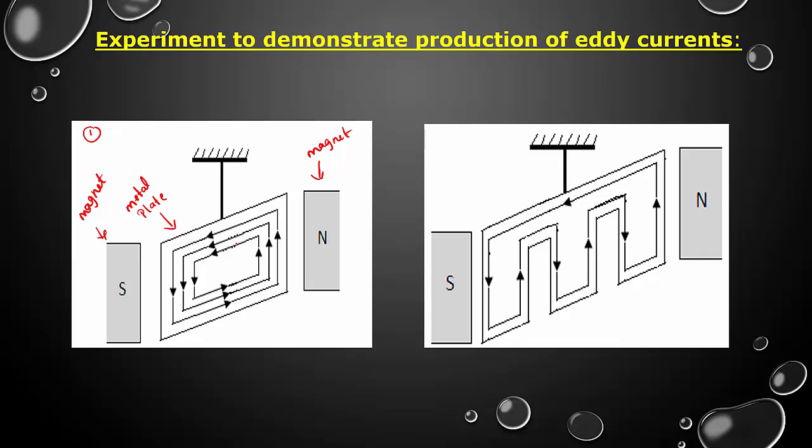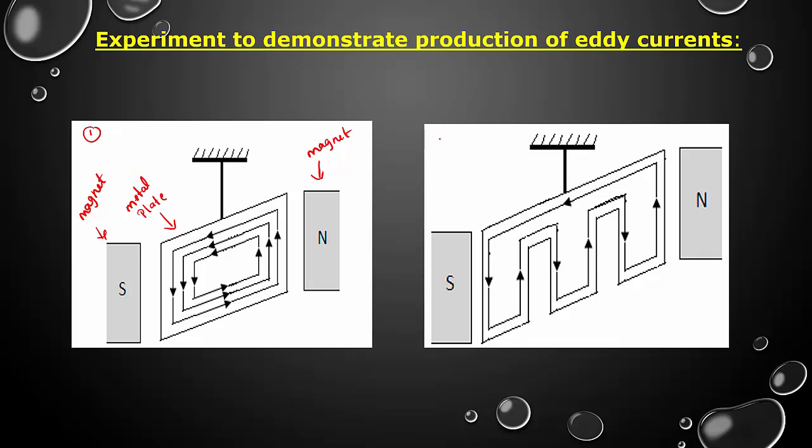Eddy current is produced, magnetic flux changes, but it all happens only for a fraction of a second. Because immediately opposition occurs, the metal plate will come to rest. If the metal plate is at rest, there is no change in magnetic flux, no eddy currents. So, here instead of metal plate, we are using rectangular slots.